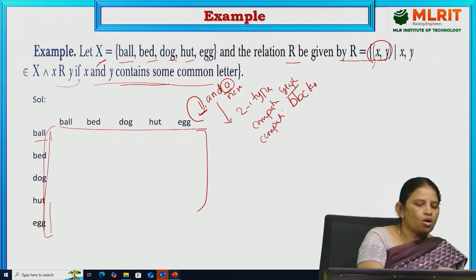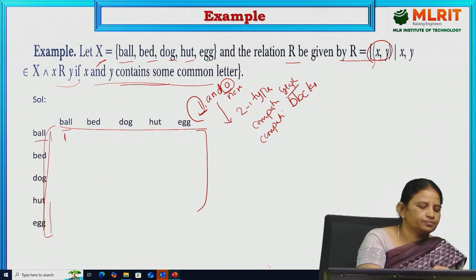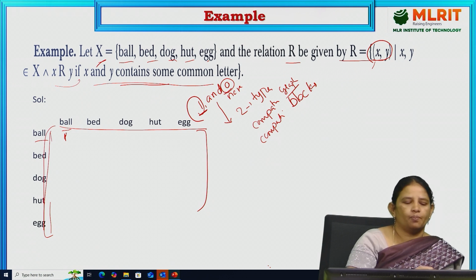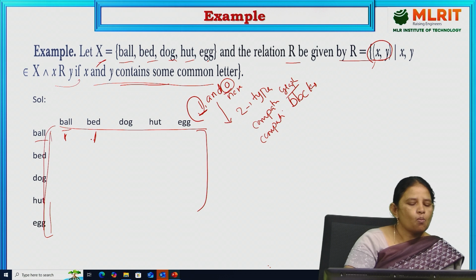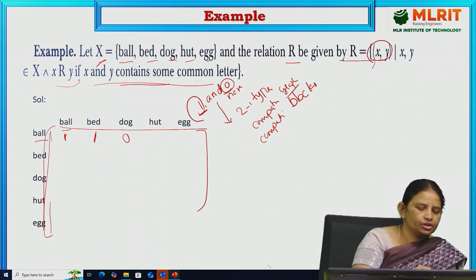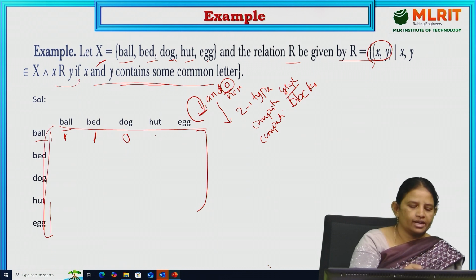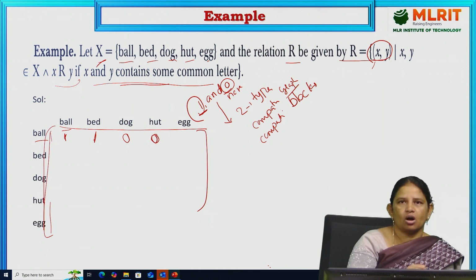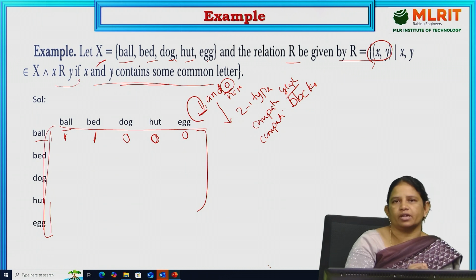Next, ball, ball. The common letters are present, so we keep it as 1. Next, ball, bed. The common letter is B, so we keep it as 1. Ball, dog. There is no common letter, no relation, 0. Ball, hut. There is no common letter, keep it as 0. Ball, egg. There is no common letter, write it as 0.